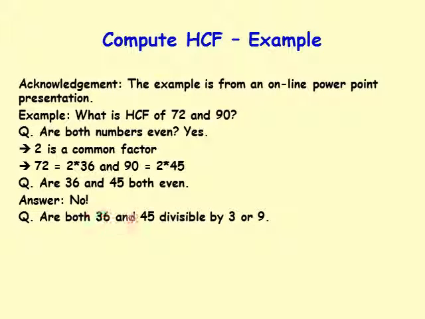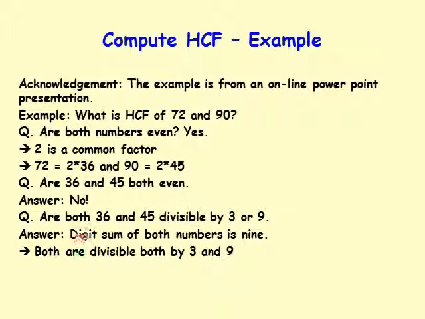Are both 36 and 45 divisible by 3 or by 9? They are, because 3 plus 6 is 9, that's the digit sum, and 4 plus 5 is 9, also a digit sum. The digit sum is 9, which means both of these numbers are divisible by 9 and also by 3.